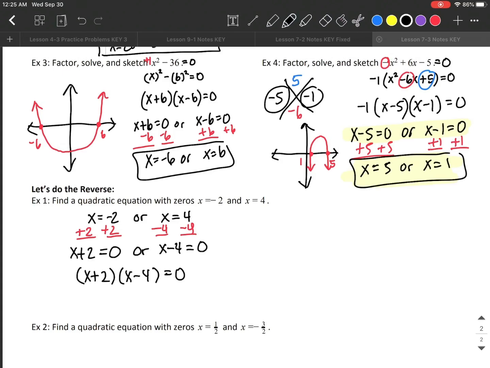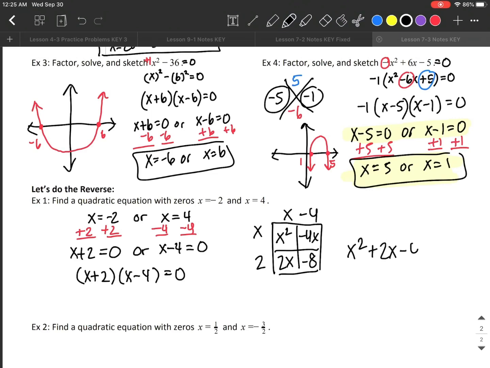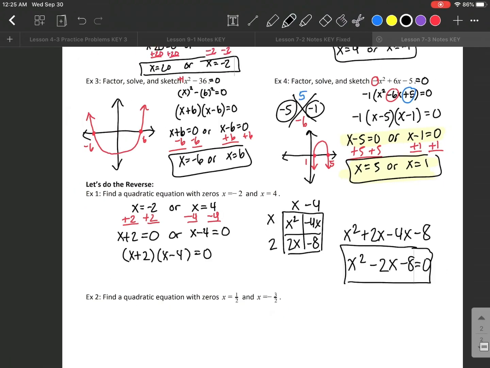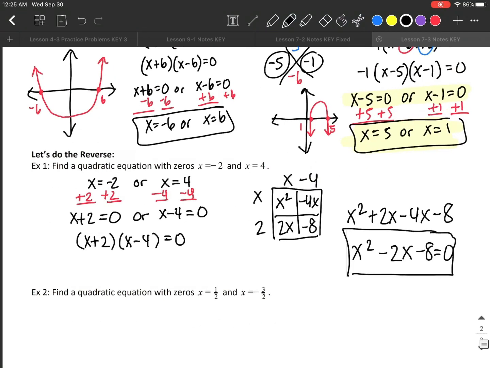From there, I just FOIL, and I get what I get. And when I FOIL this thing, and I like to use the area square, because it makes me happy, I'm going to do x and 2, x and negative 4. X times x is x squared. X times 2, 2x. Negative 4 times x, negative 4x, and negative 8. And then I add those together. X squared plus 2x minus 4x minus 8, which gives me x squared minus 2x minus 8 as my answer. And I want it to be an equation, so I want to set it equal to 0. That was the whole point. Oh, well, it already was.